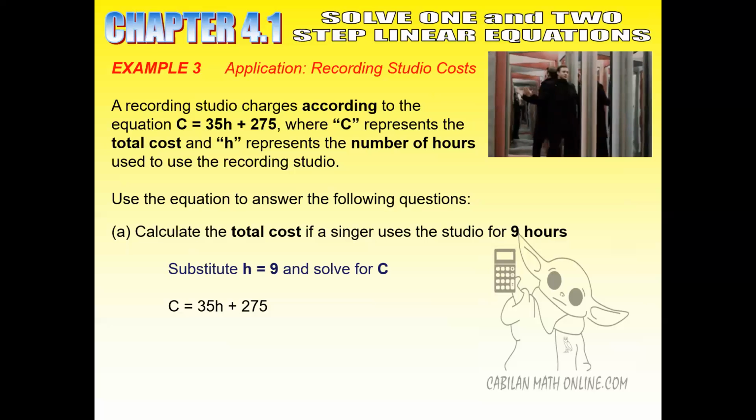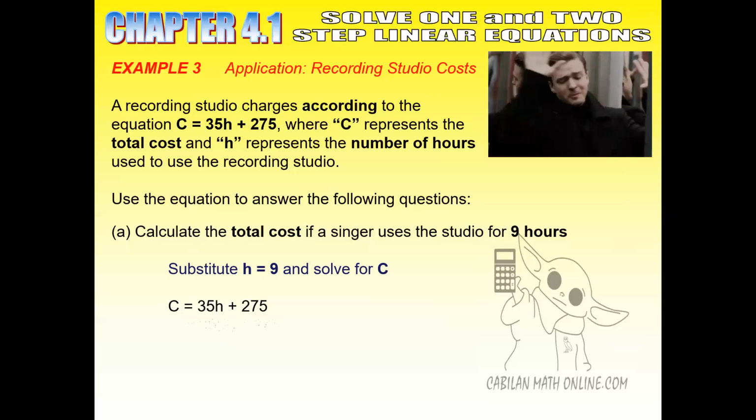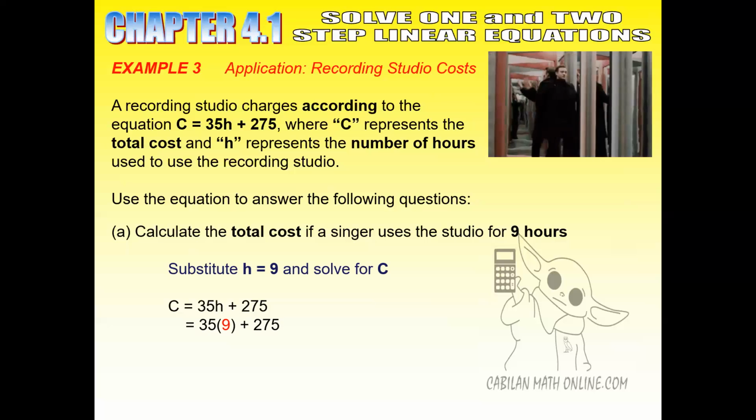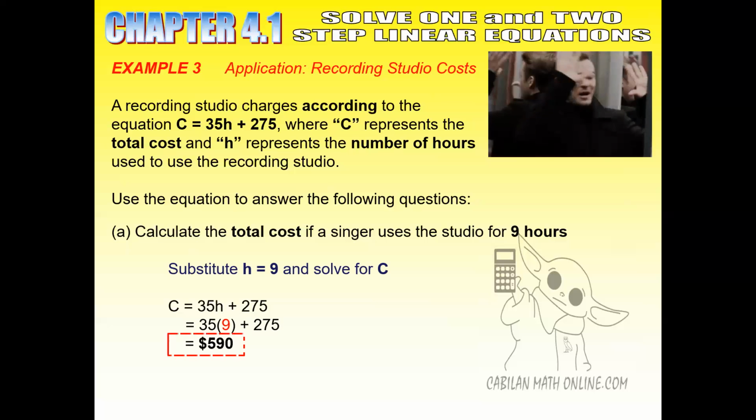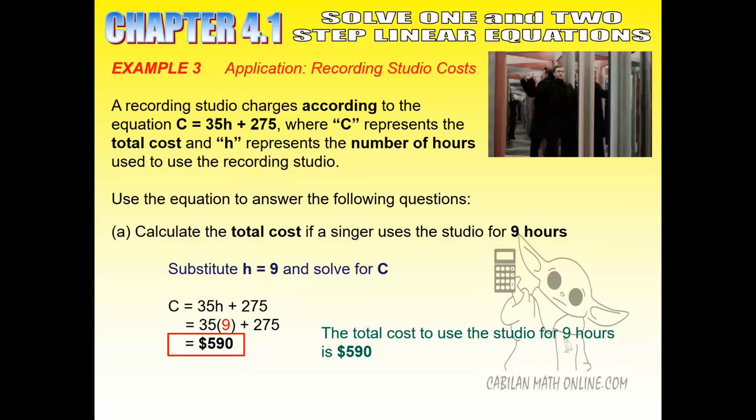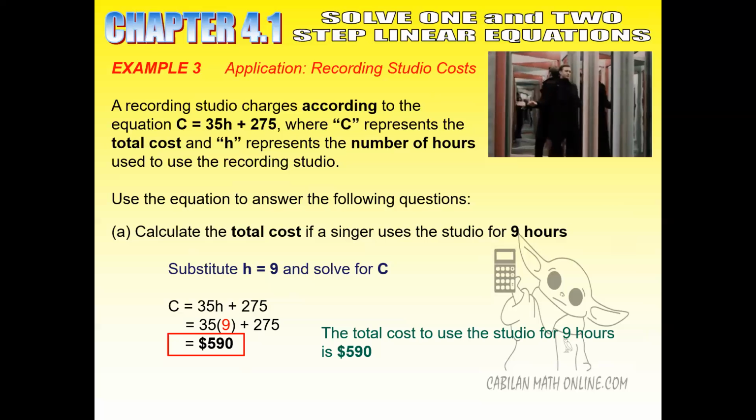Remember that anytime you replace a letter with a number and there happens to be a number attached to it, don't forget to put brackets around it. So 35, and in brackets 9, plus 275. That's the same thing as 35 times 9 plus 275. That's going to give us a total of $590. And again, since this is a word problem, please make sure you put down a sentence there.